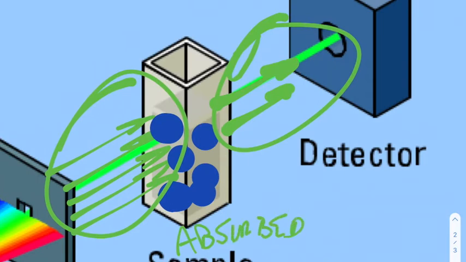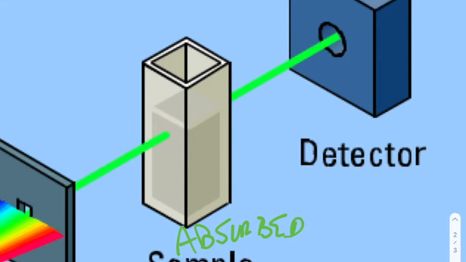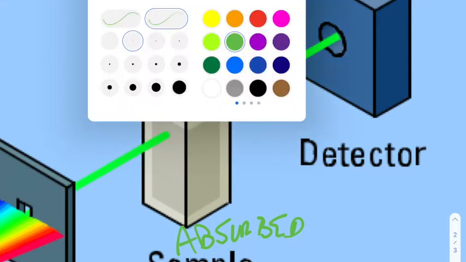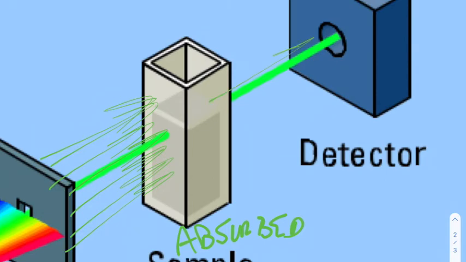So the more light that is absorbed, the less of it actually goes to the detector over here. So if you have a situation where you have, again, a whole bunch of arrows of light here represented like so, and then only a couple get through, then that's high absorption. But if you have a whole bunch of arrows get through and a whole bunch of arrows come through, then that is going to be low absorption.